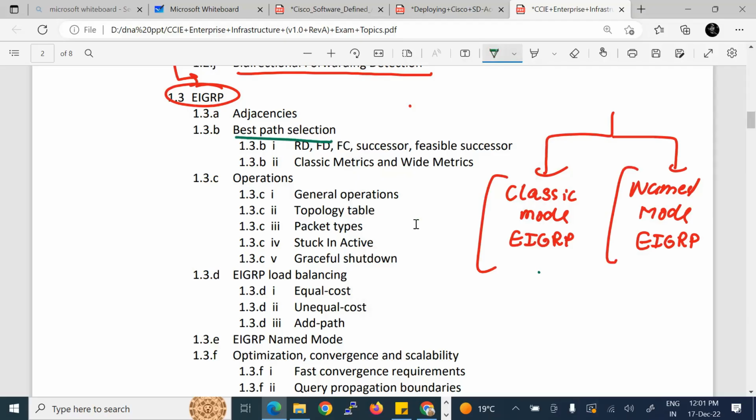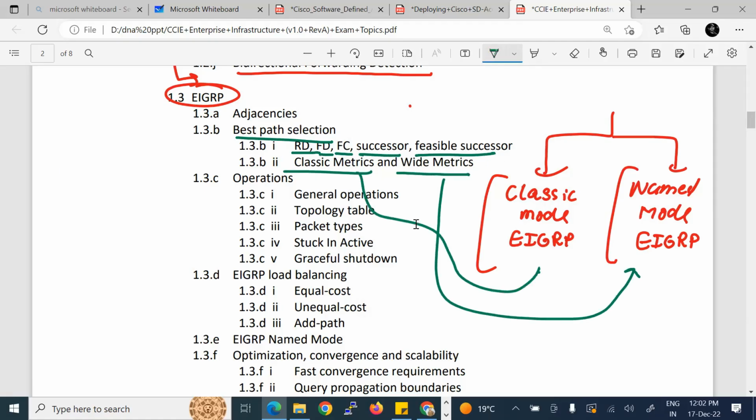So you have best path decision, RD, FD, FC, successor, feasible successor. Then you have classic metric and wide metric. Wide metric is used in named mode EIGRP, and classic metric is used in classic mode EIGRP. Then operations: general operations, the topology table, and packet types.